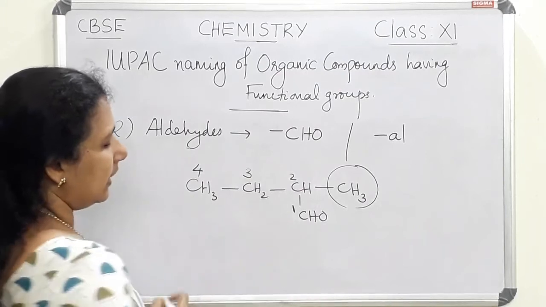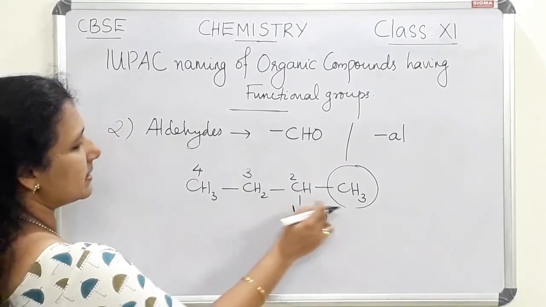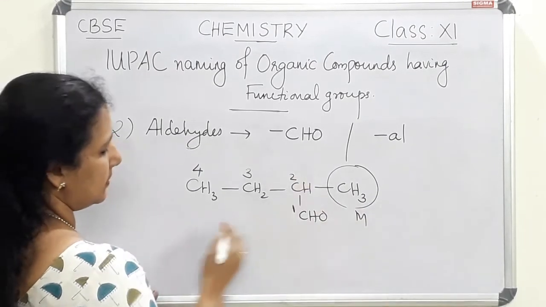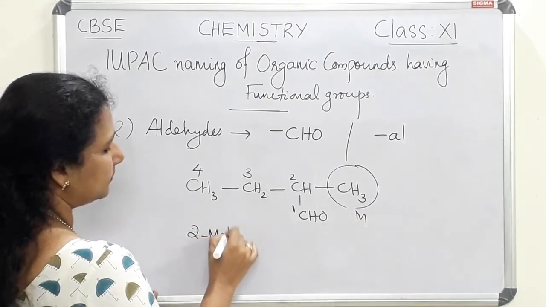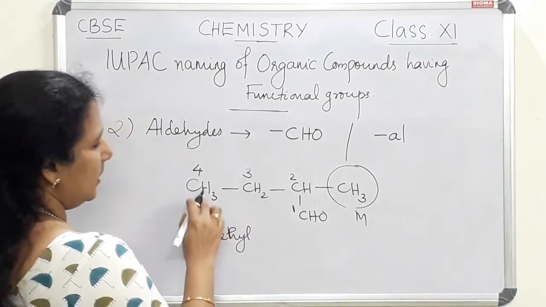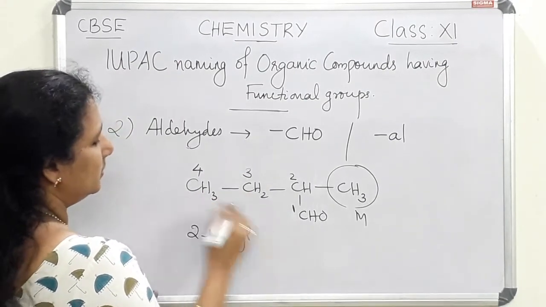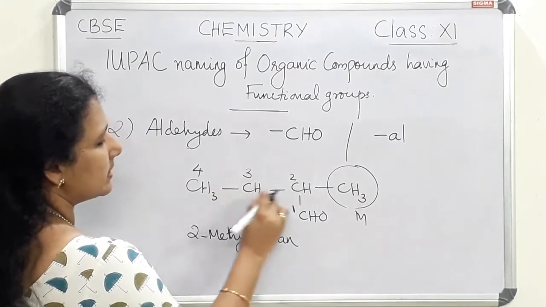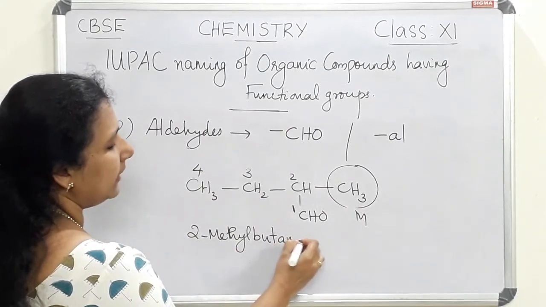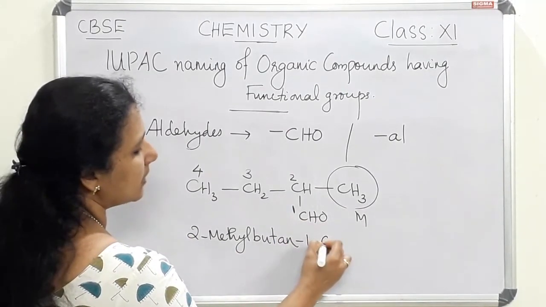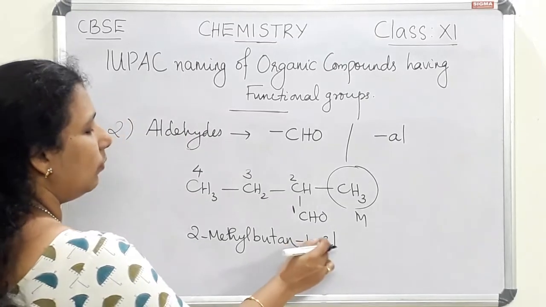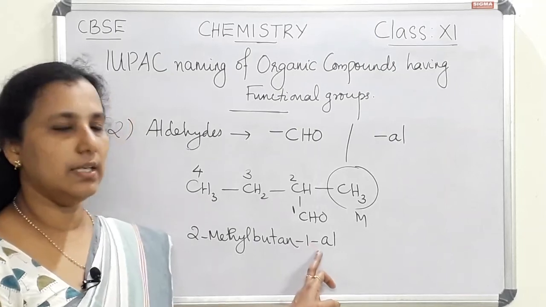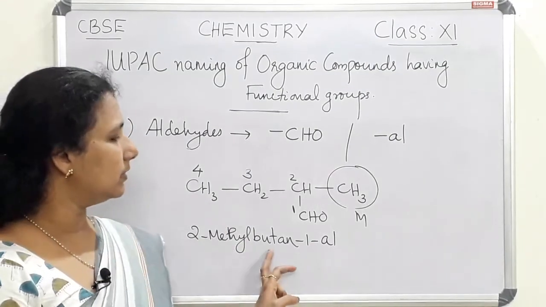So we can write the name. The prefix is a methyl group. It's a methyl group in the 2nd position. So 2-methyl. Then comes the word root. The word root is but, butane, since there are single bonds, and the first position itself is the functional group, so it is butane-1-al. So 2-methylbutane-1-al is the IUPAC name of this aldehyde.